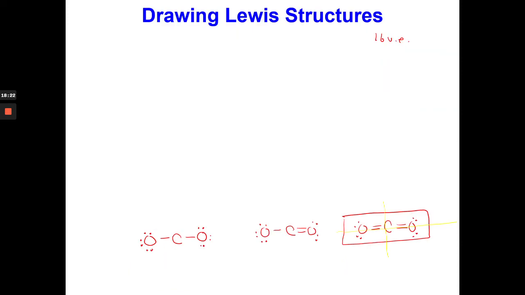So let me erase what I've got. So for sulfur dioxide, you have 1 sulfur. It's in group 6, so it has 6 valence electrons. You got 2 oxygens. It's also in group 6, so they each have 6. So we have 18 valence electrons here to deal with.